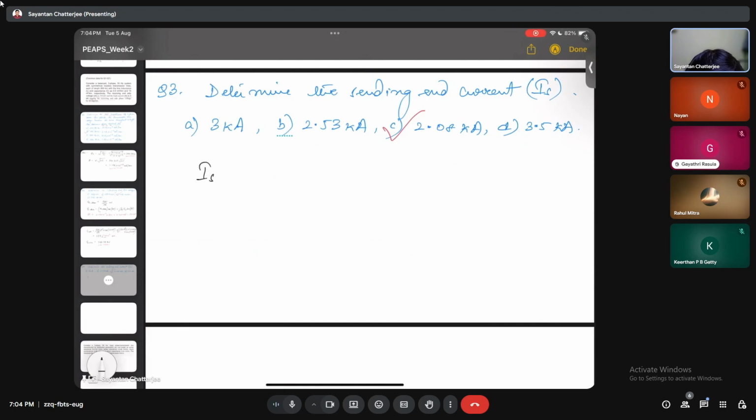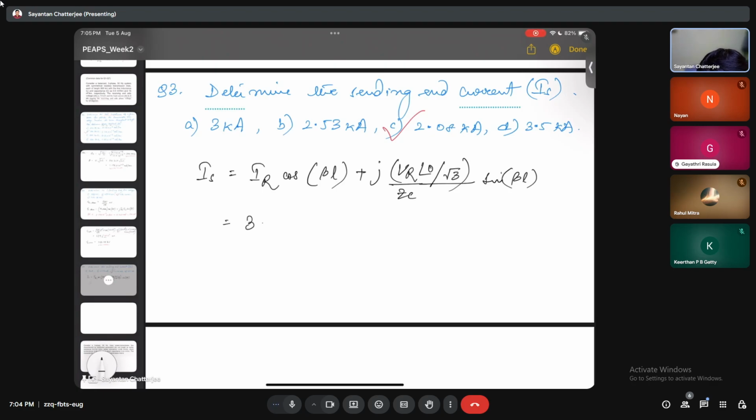So the sending end current is the receiving end current cos beta L plus j into VR by ZC sin beta L. This VR is given as line voltage, so in that case we calculate VR by root 3, and the whole thing divided by ZC. So this is the final form. Already IR is known.